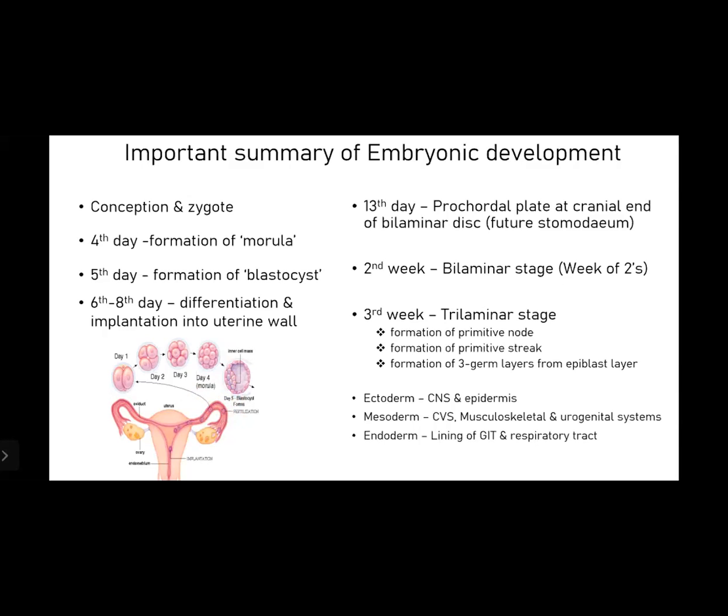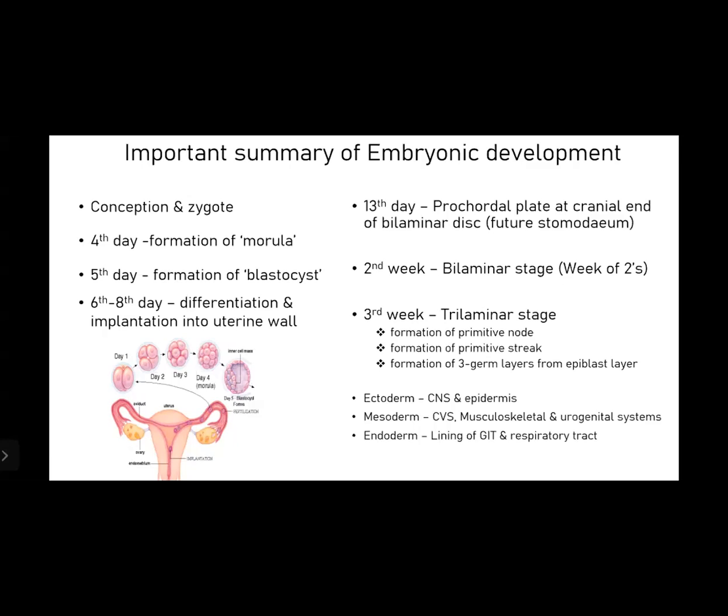Once it gets implanted into the uterine wall, that's where you have the development of the embryo. On the 13th day, you have the formation of what is called the procaudal plate. The procaudal plate determines which end is going to form the cranial end, which is the head end, and which end is going to form the caudal end, which is the tail end of the bilaminar disc.